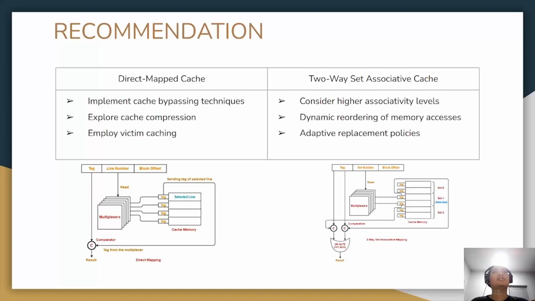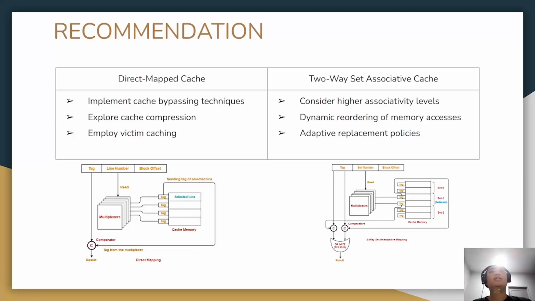Okay, first we can consider higher associativity levels by increasing the number of cache lines per set to reduce conflict and improve cache hit rates. Higher associativity levels such as 4-way or maybe 8-way can further enhance cache performance. Next, we can use dynamic reordering of memory access by analyzing the memory access pattern and dynamically reordering the sequence of memory access to minimize conflict in the cache. This technique helps to maximize cache utilization and reduce the miss ratio.